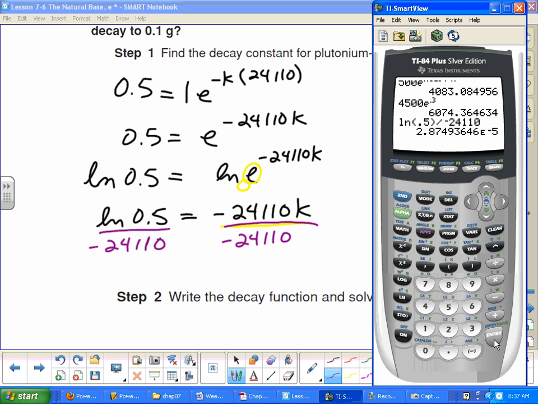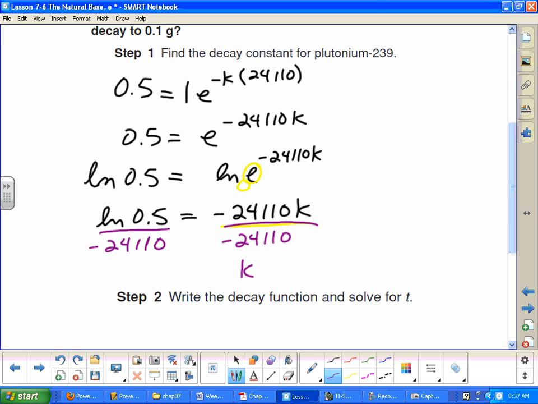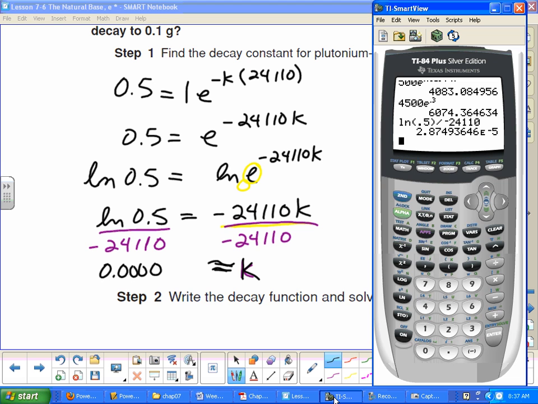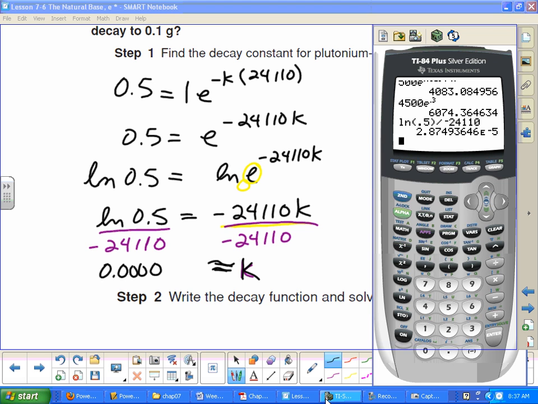Okay, that number's got an E. What does that tell me? Yep, good. Got to move the decimal 5 places. So k is approximately equal to 0.000287.